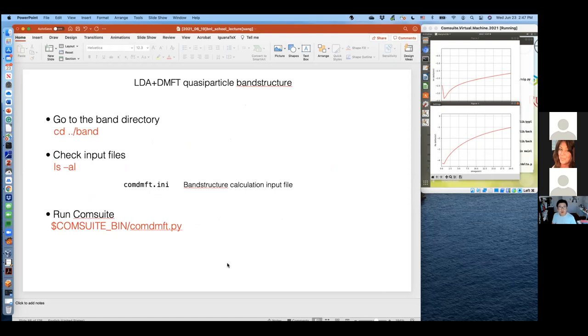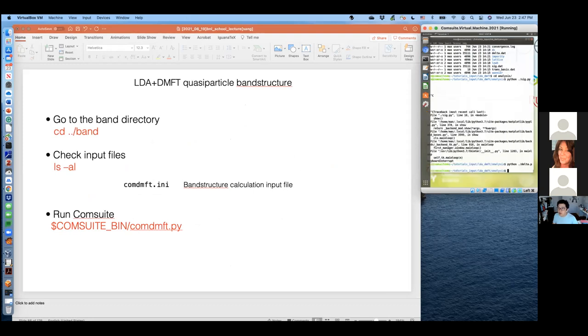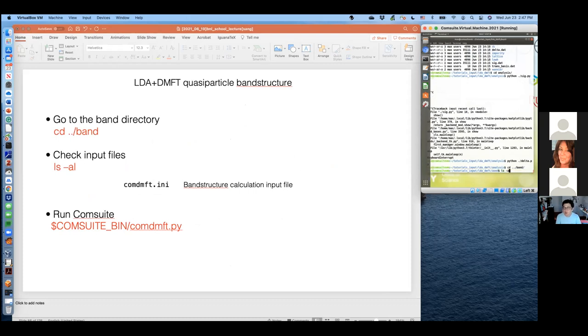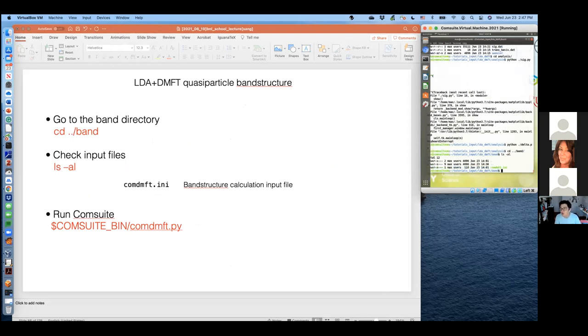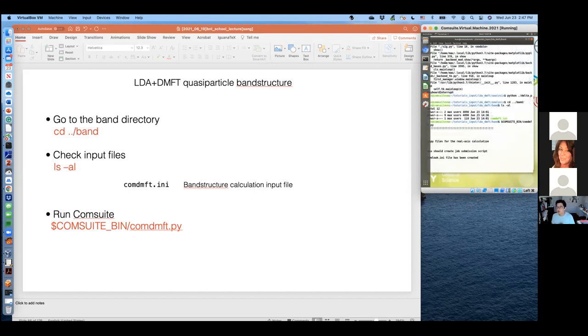Okay, so we have just seen some of the output files, and it's time to calculate the band structure. What you need to do is go into the band directory and check the input file there. There is one input file, which is com.dmft.in. Now it's time for you to run the script. Okay, I ran it and the calculation finished. I hope that it's the same for you.